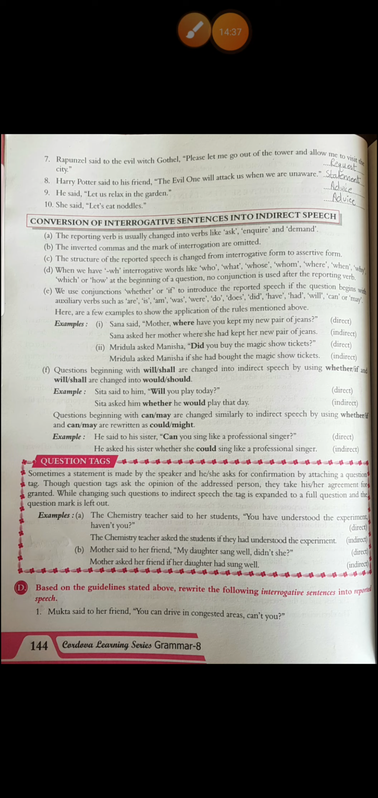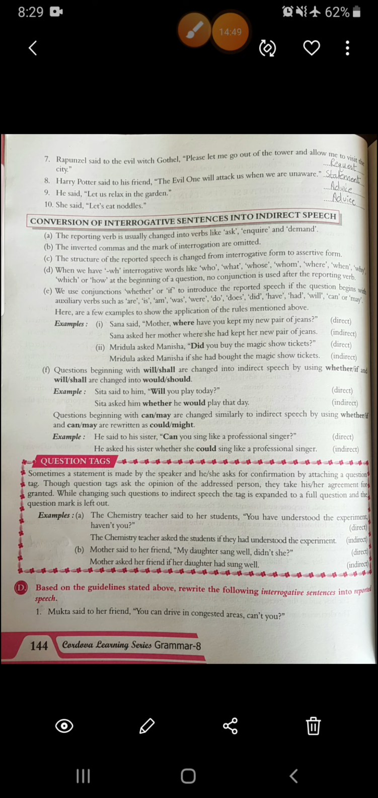So students, I am stopping here. In the next video, we will start with how direct speech of interrogative sentences changes into indirect speech, and we'll try to complete this chapter in the next video. Whatever I've done today, just go through them again.